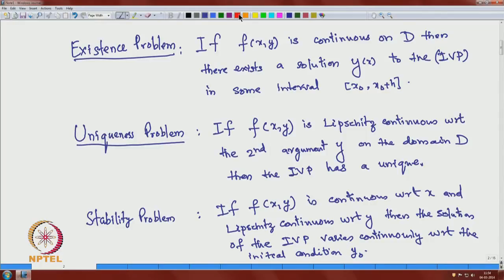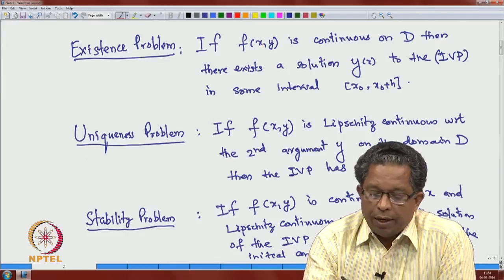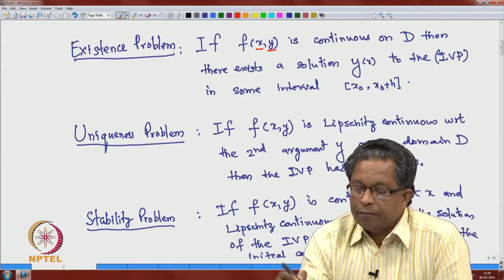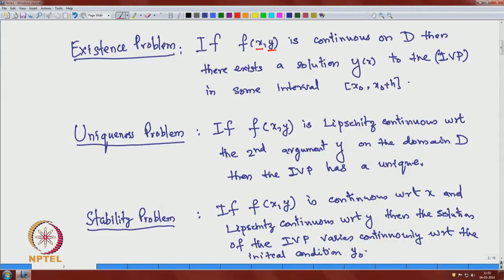So these are the three major solutions to the Hadamard problem. We will address each one of them separately, and we will give sufficient proofs for each of them. For the existence problem, what we require is the continuity of f with respect to both x and y. Because f is defined on the domain D, which is a subset of R2, if f is continuous with respect to x and y, then we can show that there exists a solution in some neighborhood containing the initial point x0, y0.